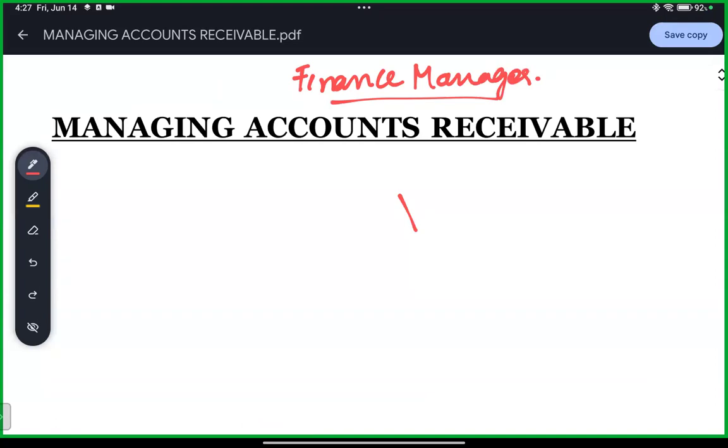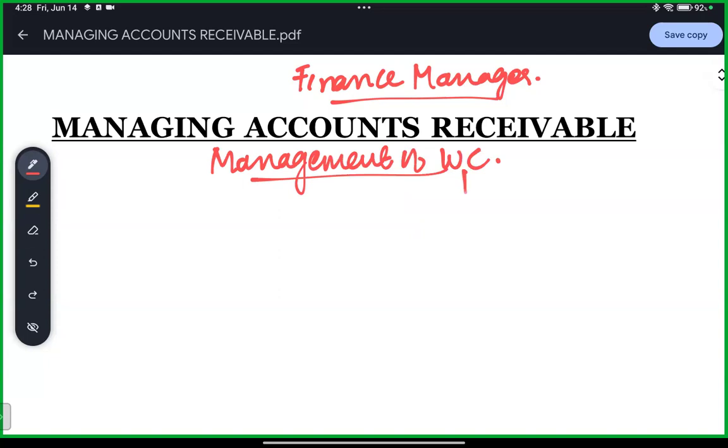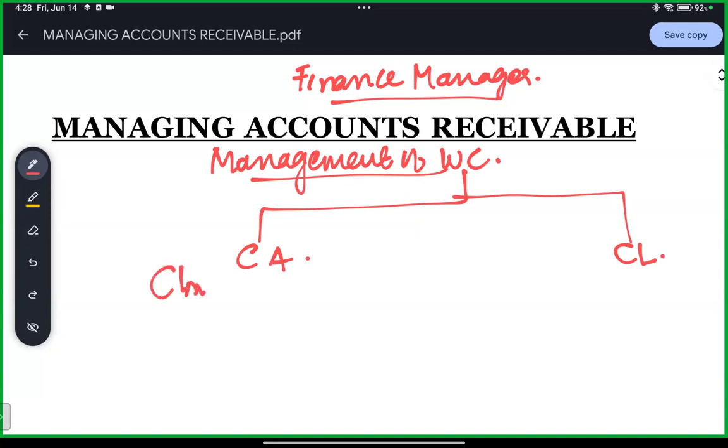Another important aspect as a finance manager is management of working capital. Now, let me tell you what is included in working capital. These are your current assets and current liabilities. So basically, managing working capital is managing current assets and current liabilities. In current assets, I hope you know that we have inventory, trade receivable and cash. And in current liabilities, mainly we have trade payable.